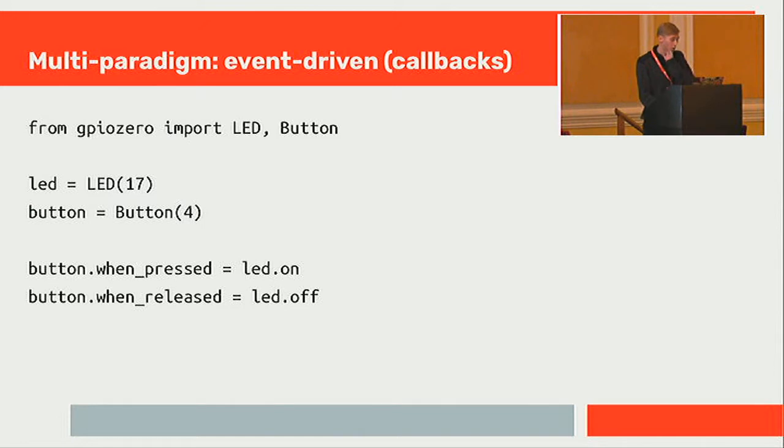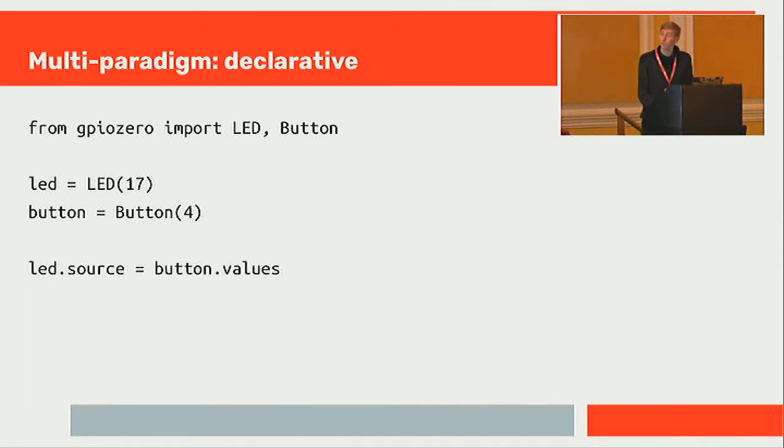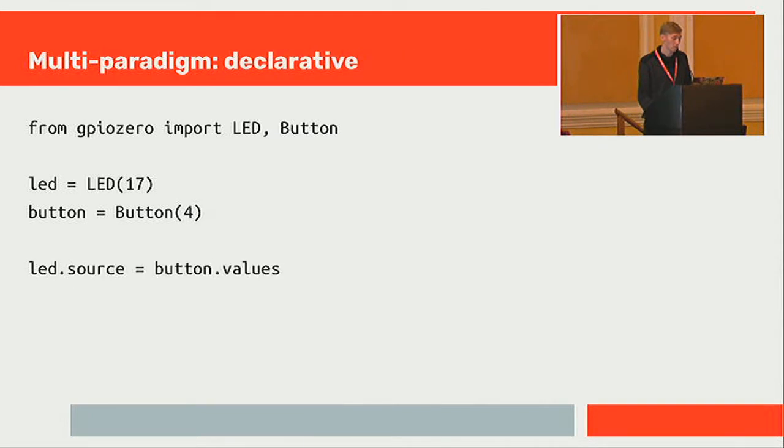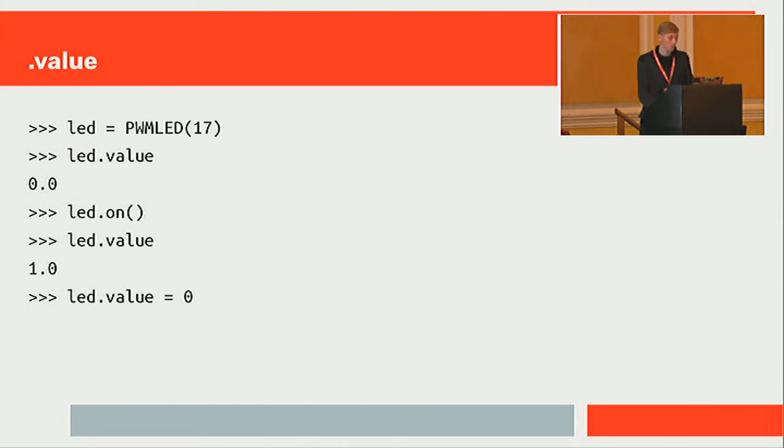And then there's a fourth approach, which is more declarative, and you've reduced the amount of code down from that many lines to just one line defining how the LED should behave. So you have led.source equals button.values. Now let me explain how that came about.